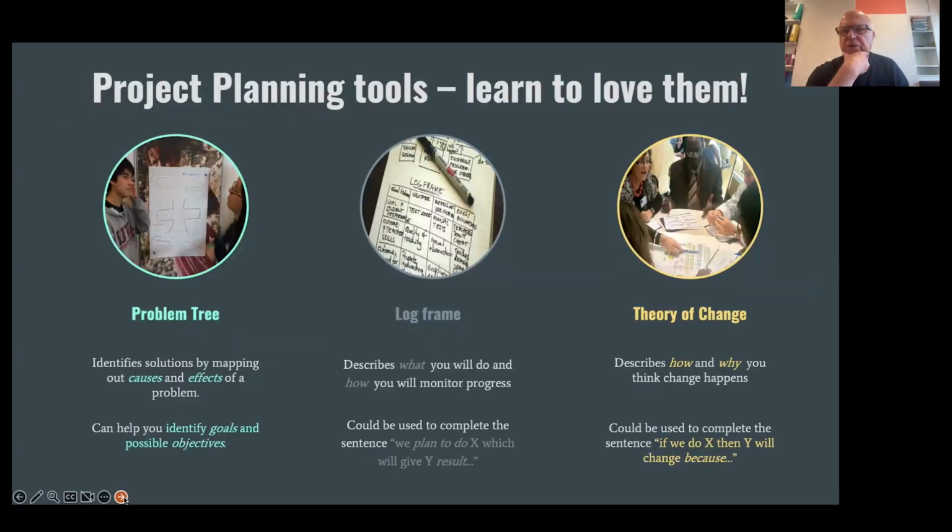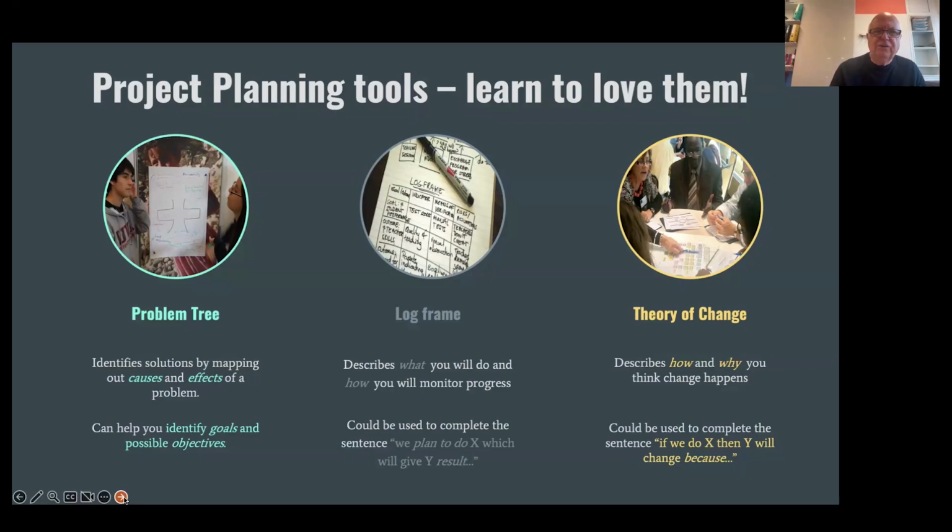Now, quite often, one of the things that you'll come across is that a lot of organizations will start to throw things out and say, well, we need a problem tree from you. We need a log frame. We need a theory of change. And these can all be very intimidating. So I'm just going to spend 5 minutes or so providing you with a bit of insight about some of the project planning tools that can be very helpful to you. And I'll go back to Douglas Adams and say, don't panic.